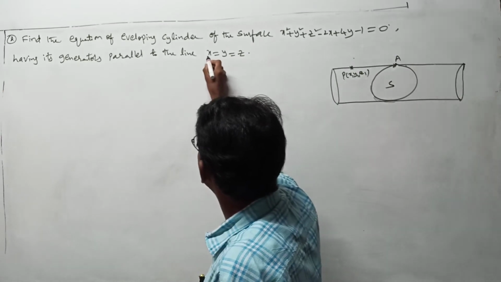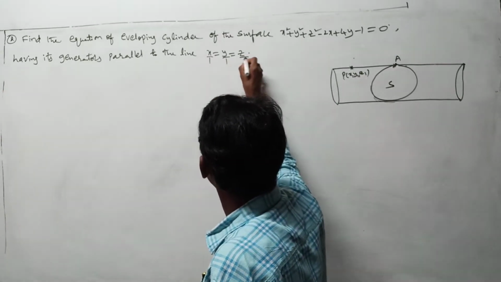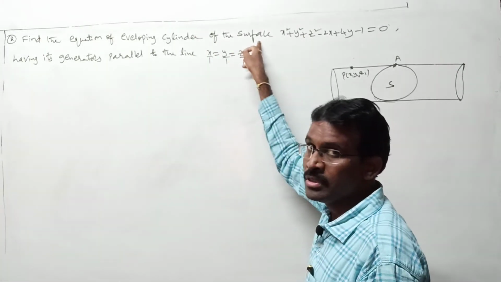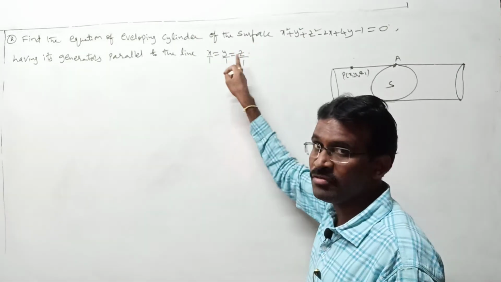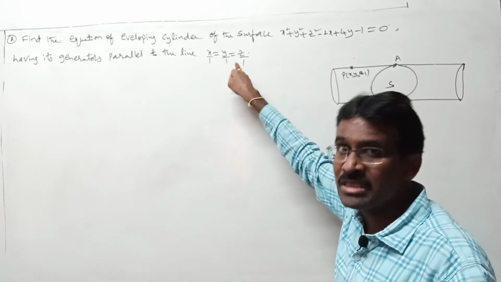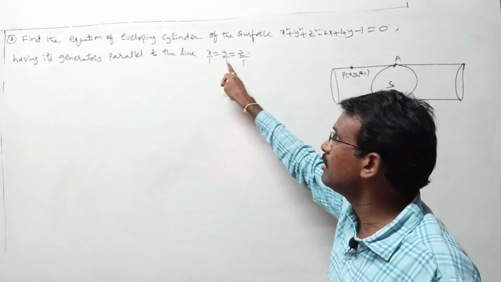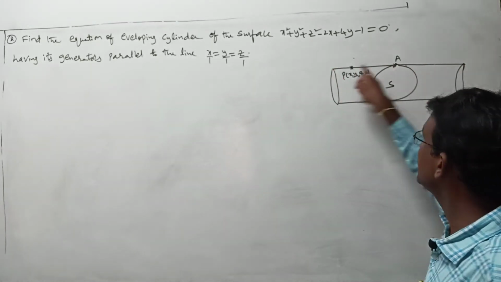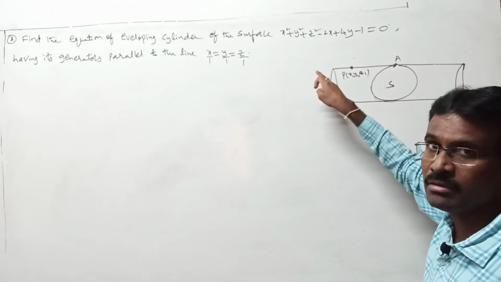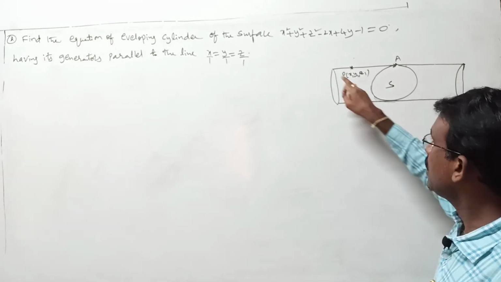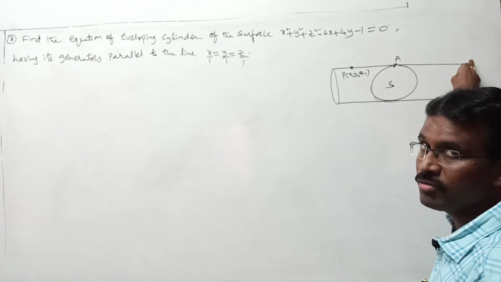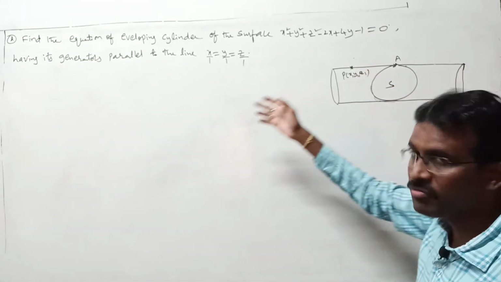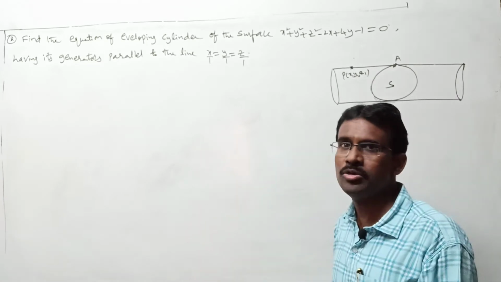x equal to y equal to z means it is x by 1 equal to y by 1 equal to z by 1. So 1, 1, 1 are direction ratios of this line. If 1, 1, 1 are direction ratios of this line, then any line parallel to it also has direction ratios 1, 1, 1. So 1, 1, 1 are direction ratios of the generators. Now let us take a point P (x1, y1, z1) on the line, and define the line equation as in the previous theorem.